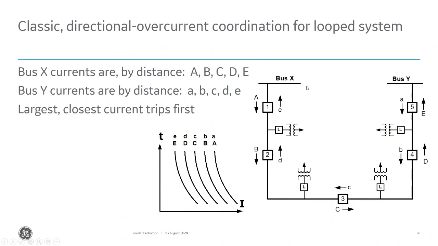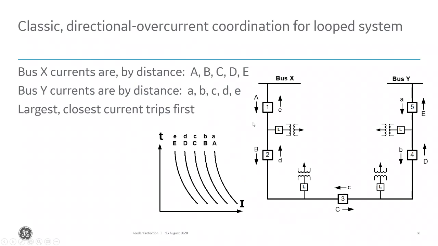And then for a loop feeder, just a quick example. All we've talked about was a radial feeder, but remember I mentioned there's also loop feeders. So in this case, breaker 3 at the bottom is what we call our tie breaker, which ties those two feeders together and creates a loop between substation X and substation Y. So now current can flow in either direction.